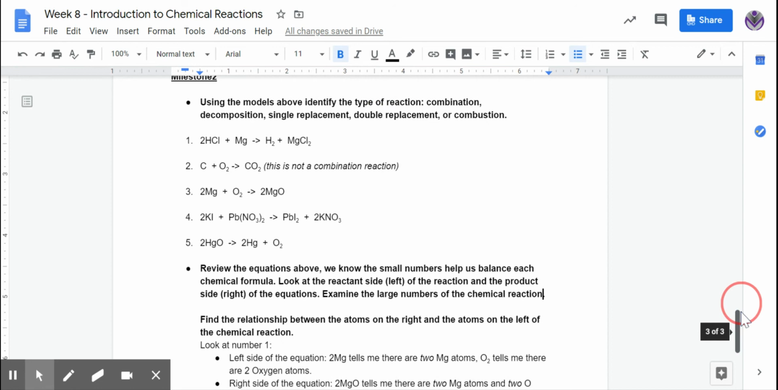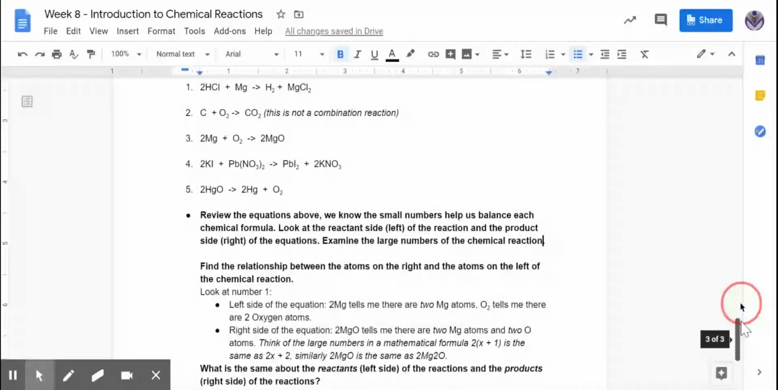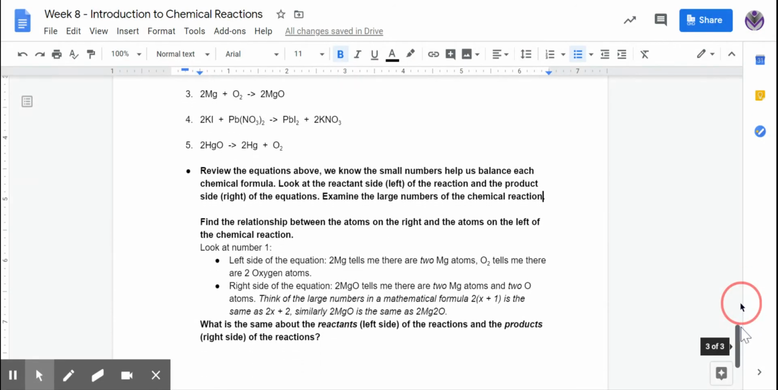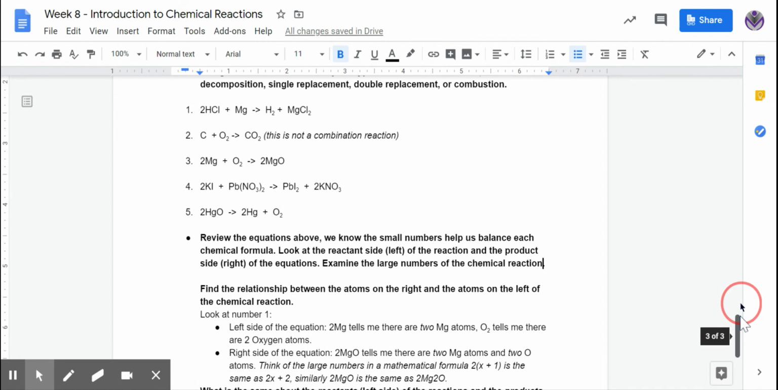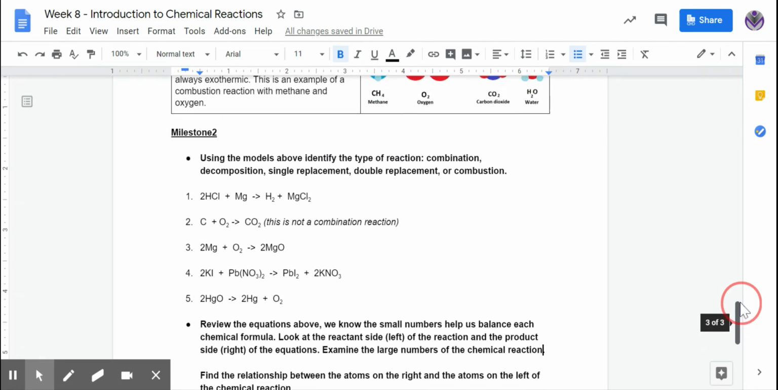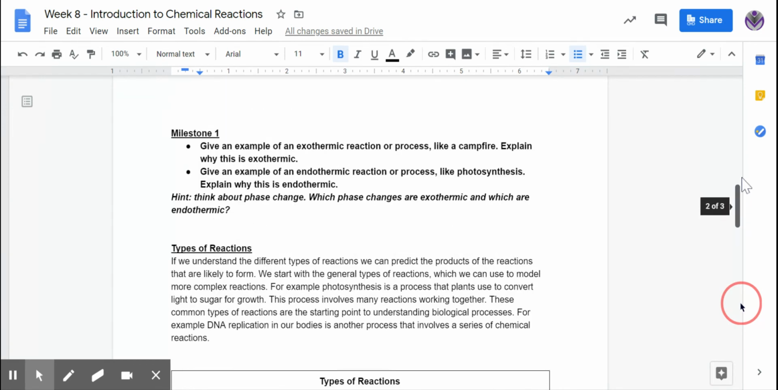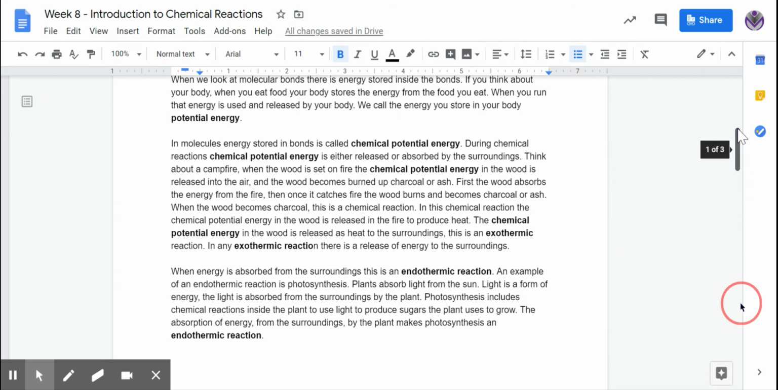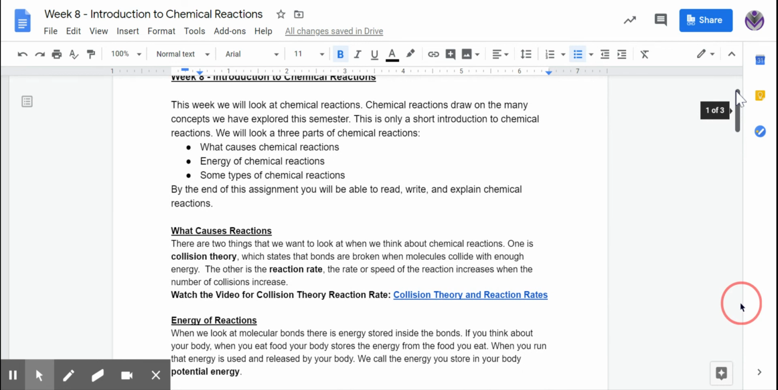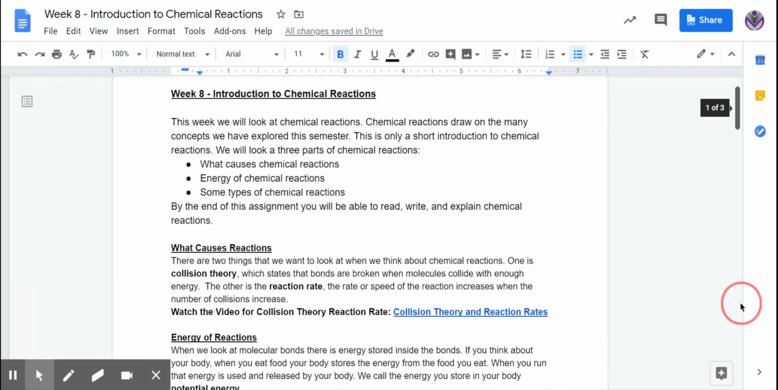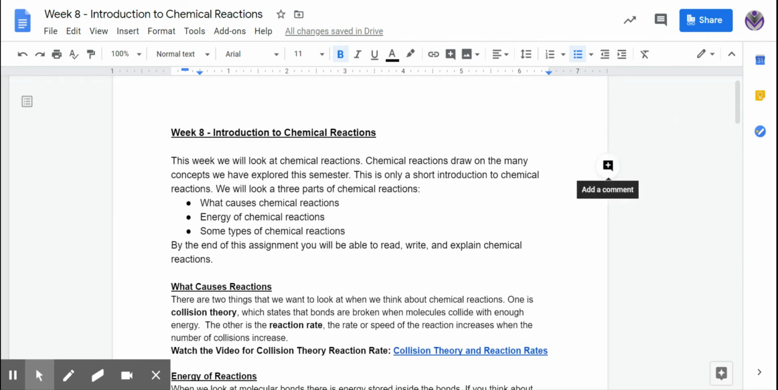So think about those large numbers. You don't have to get it right, but come up with some ideas about why we use those large numbers. You might remember that if it was covered during first semester. All right, so that's all I'm looking for in this assignment. And I want you guys to really try and understand this stuff and ask questions. And then on Thursday, we'll explore this stuff a little bit more.